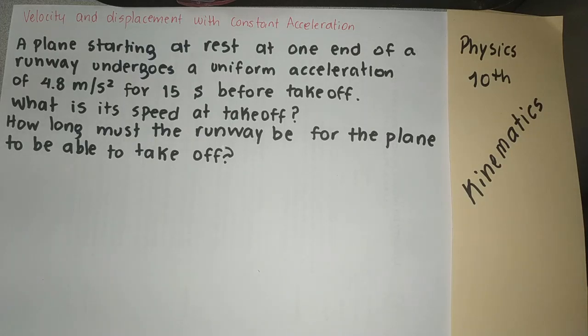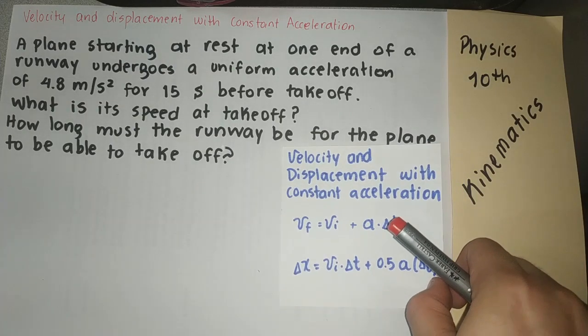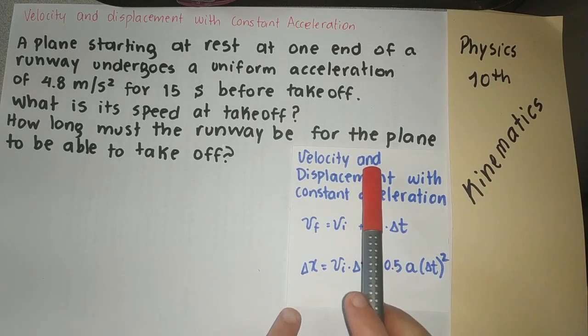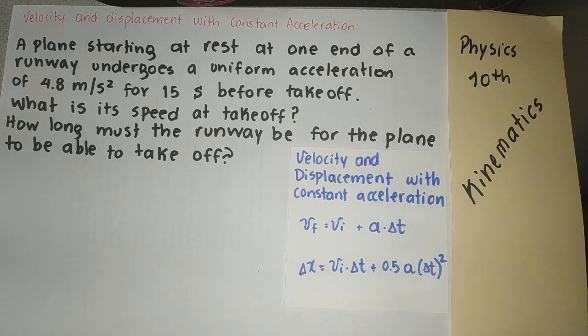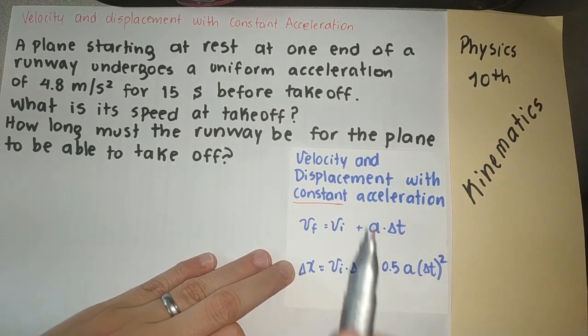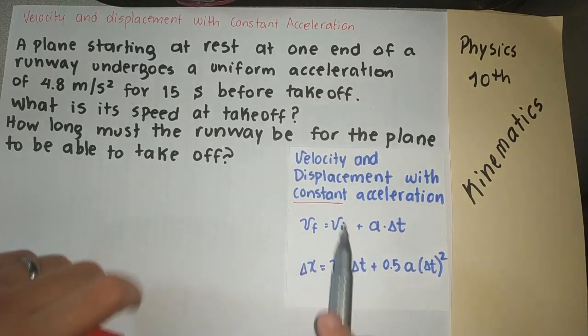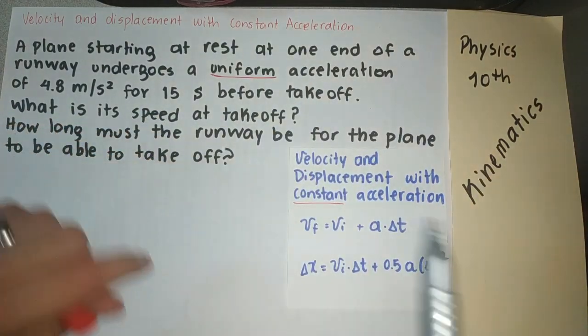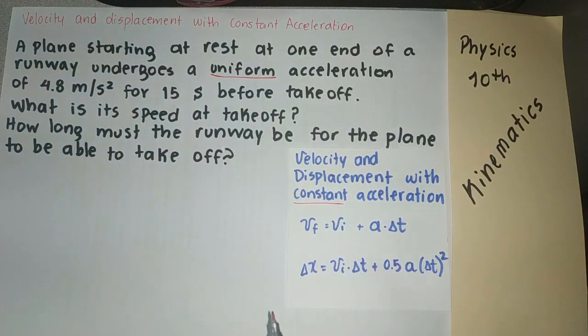Now, if you read the title and look on page 50 or page 51, you're going to find out that these are the equations that we're going to need for this problem. Velocity and displacement with constant acceleration, and this word is the most important for this problem. Constant is the same as saying uniform. Constant and uniform are the same.